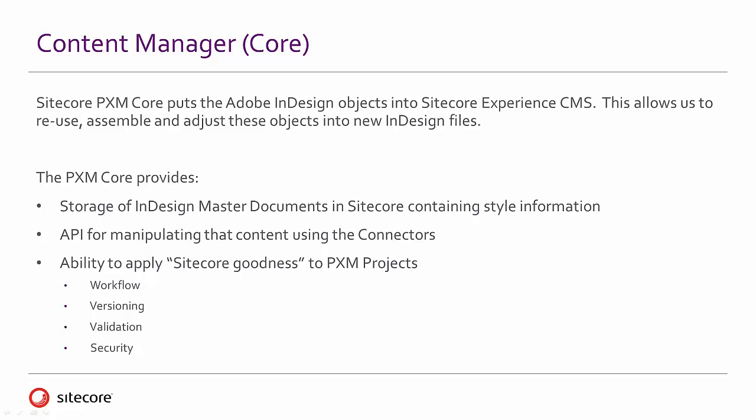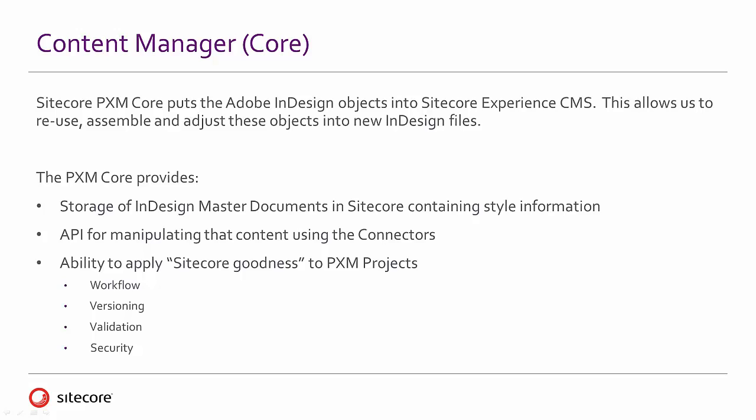So, getting a little bit deeper again into the aspects of the core. The core puts Adobe InDesign objects into Sitecore, and this allows us to reuse, assemble, and adjust these objects into new InDesign files. And the way we store these is through PXM projects. We also store InDesign master documents in Sitecore, and these contain style information that's used for that output.